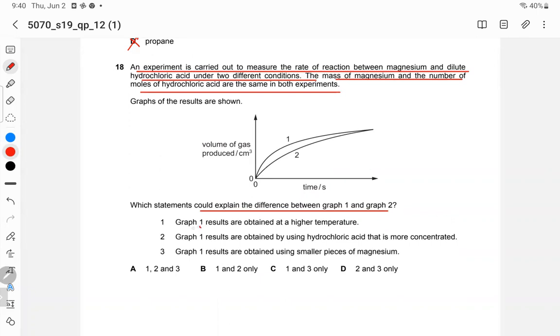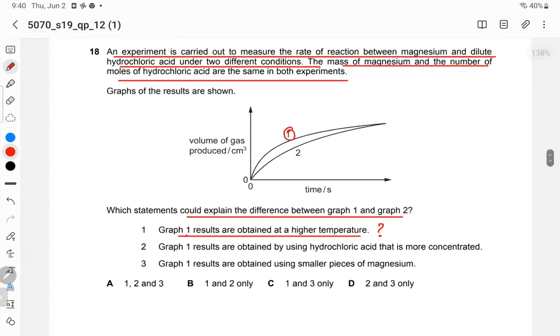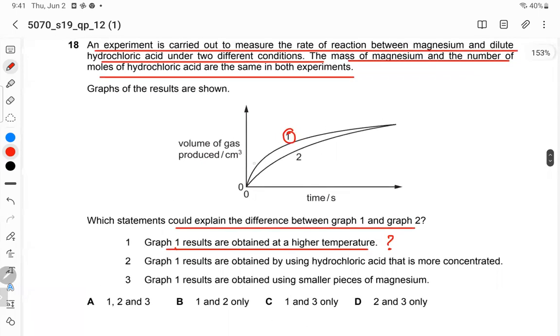So the first statement says graph 1 results are obtained at a higher temperature. Can this statement be correct? It's less steep, so no. No, graph 1 is steeper. See over here it is steeper than 2, right? Yes, sir. The y-axis is time.